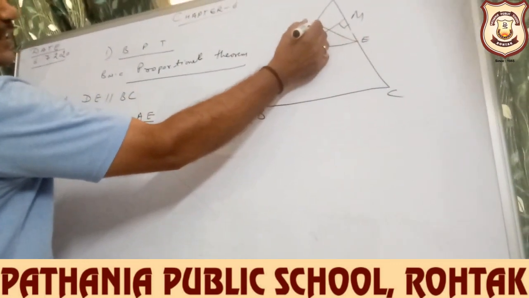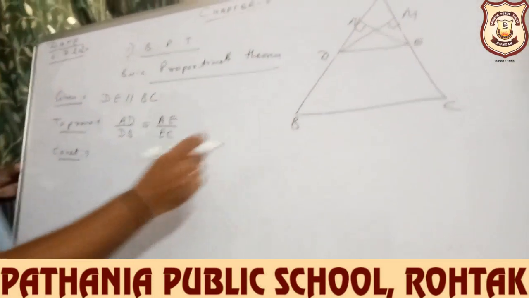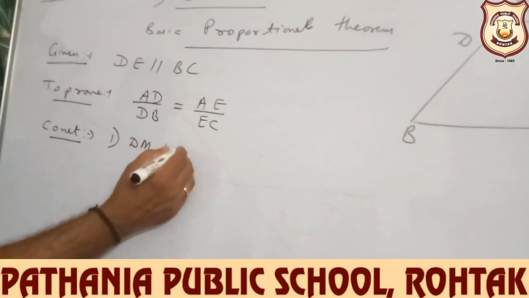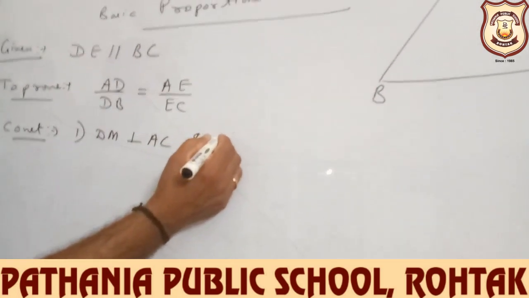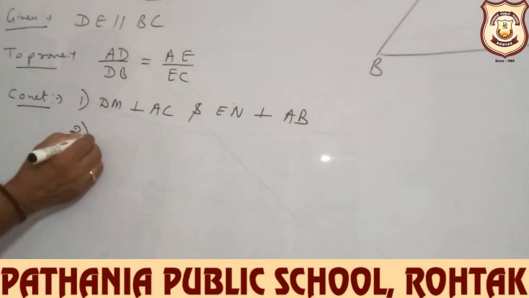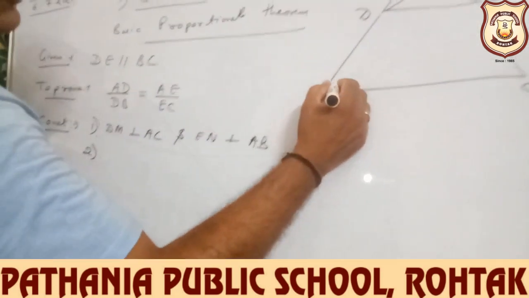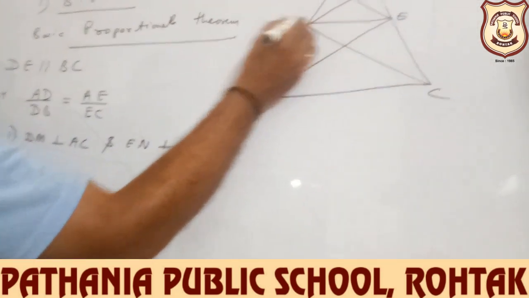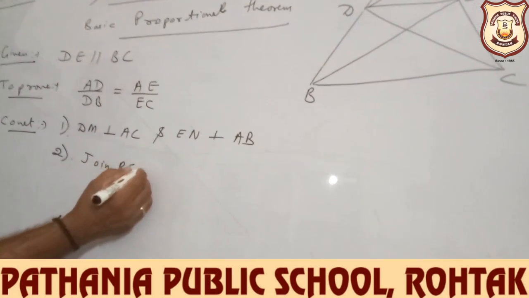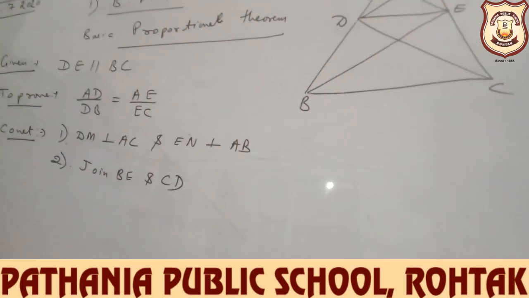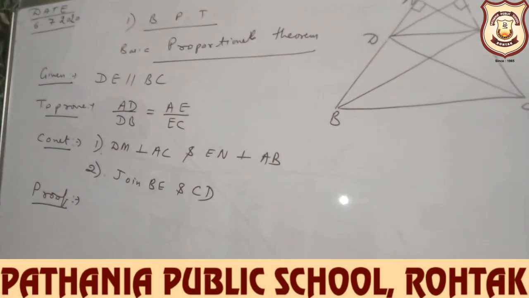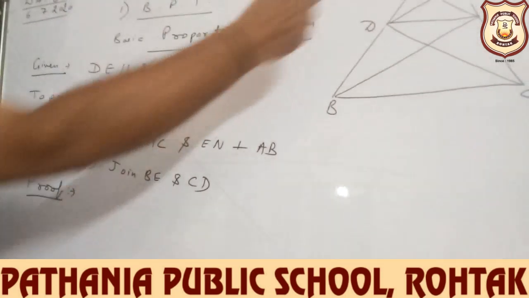In construction you can write DM perpendicular on AC, EN perpendicular on AB. One more construction you will do: join BE and CD. Now the proof.